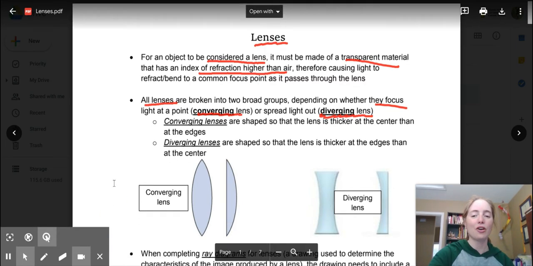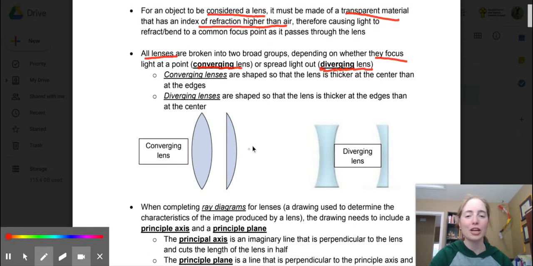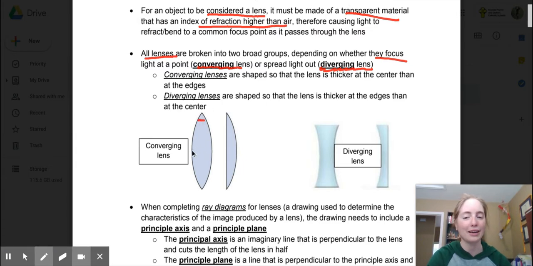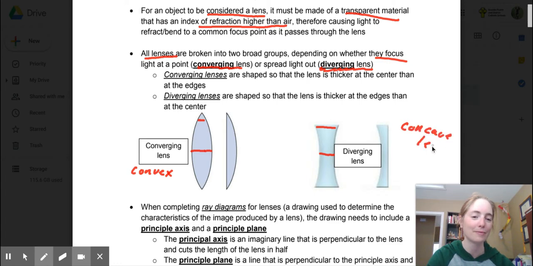Now, with a converging lens, their shape is thinner at the top than it is in the middle. So thinner top, larger in the middle. And this is also sometimes called a convex lens because that's pointing outward shape is convex. Now, our diverging lens, the top is going to be thicker than the middle. And that is also called a concave lens, as we have that cave shape to the lens there.